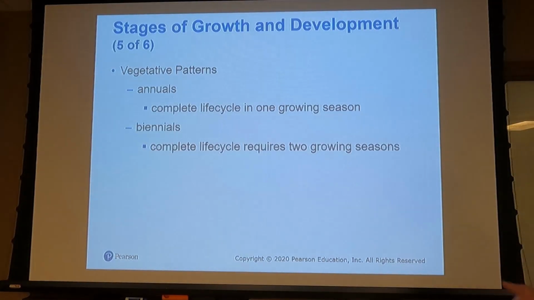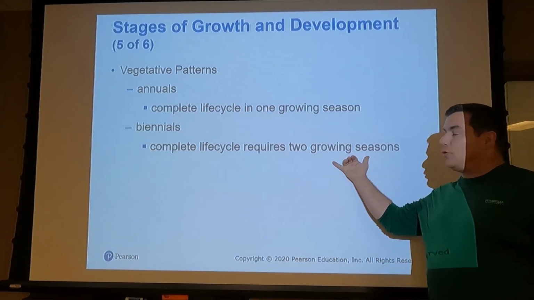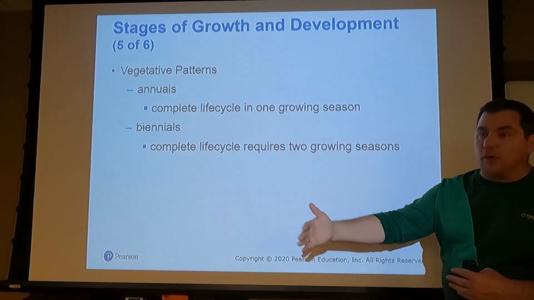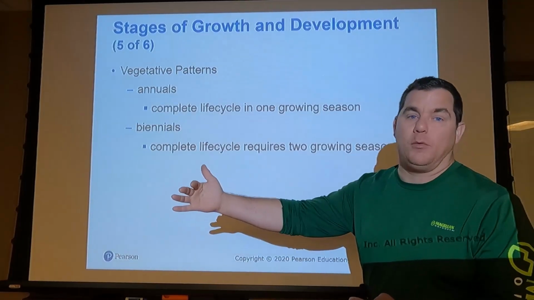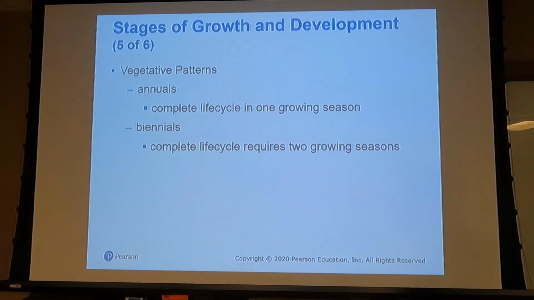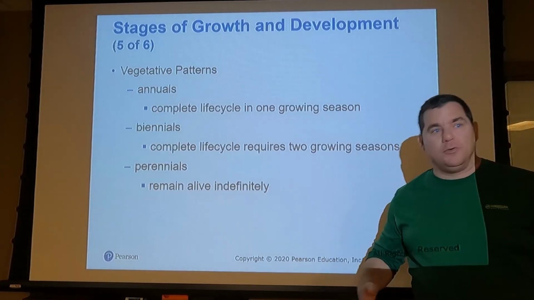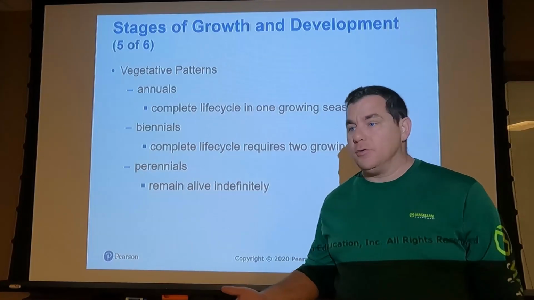Next we have biennials, bi meaning 2. So it takes 2 growing seasons in order to complete that life cycle. So there will be kind of the vegetative growth in the first season, and then in the second season it will complete its life cycle by flowering and reproducing. And then we have perennials, and perennials come back every year. So we can plant a perennial, we don't have to worry about replanting it.